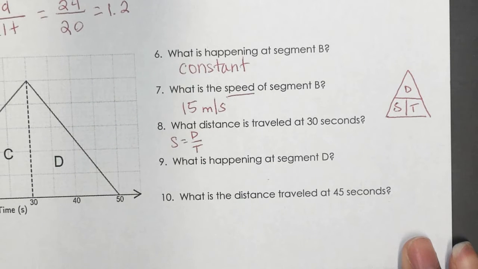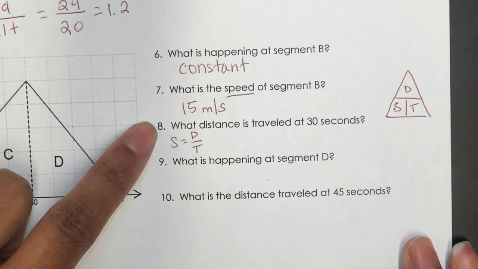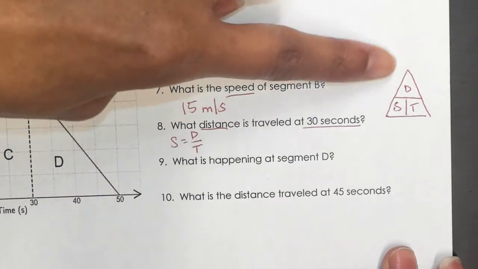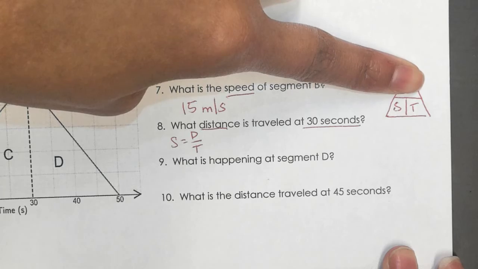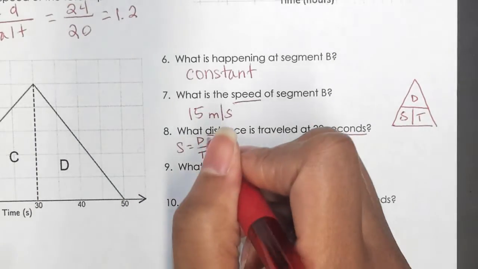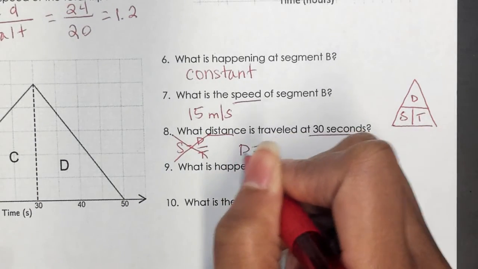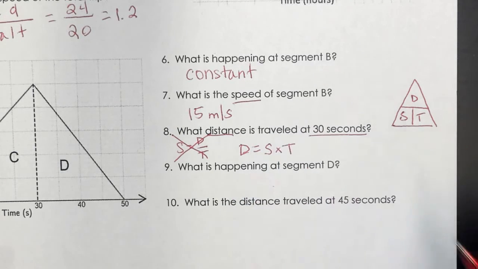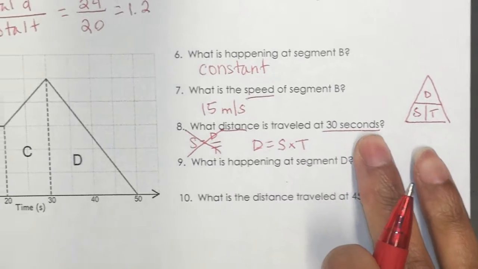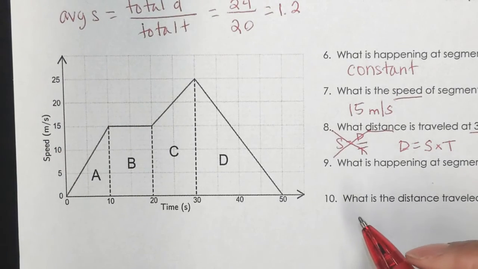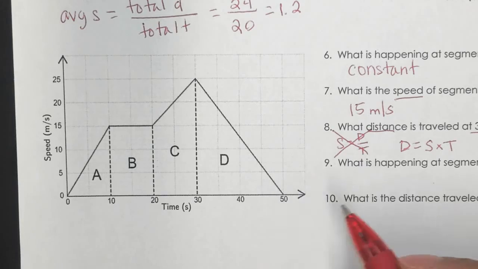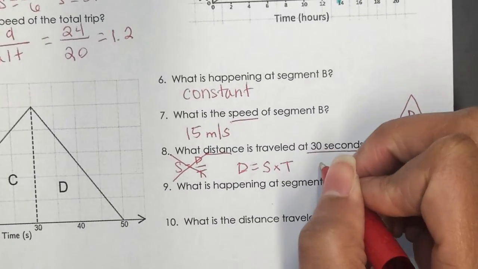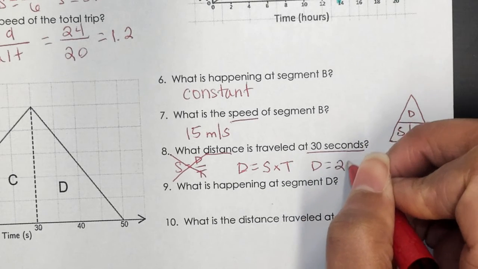Okay. What am I solving for in this one? I'm solving for distance, and I have time. So if I cover up distance, what am I going to do with the speed and the time? Multiply. So my new equation is distance is equal to speed times time. Okay. So we have our time. How do I find my speed? What's my speed at 30 seconds? 25. So I'm going to do 25 times what? 30.